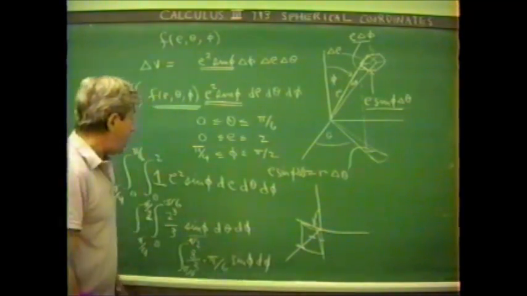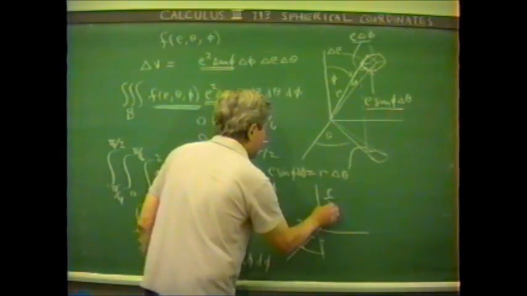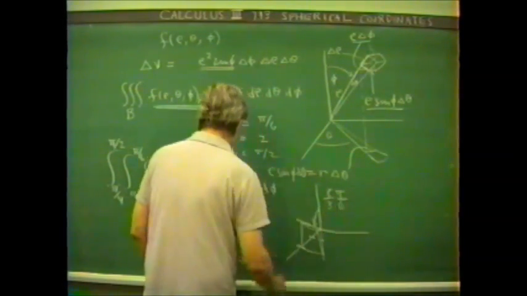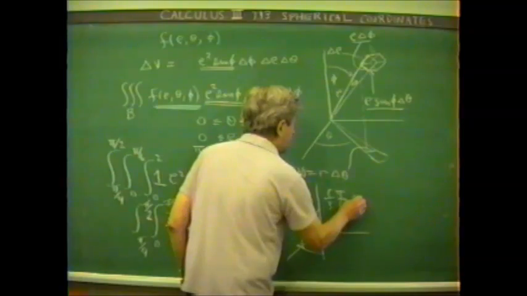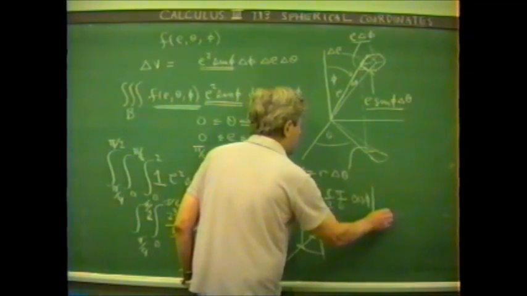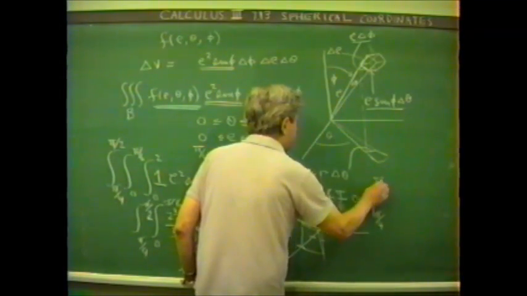Antiderivative of sine is minus the cosine, and so what we're going to get here is 8/3 times pi over 6 times cosine of phi, evaluated from pi over 4 to pi over 2.